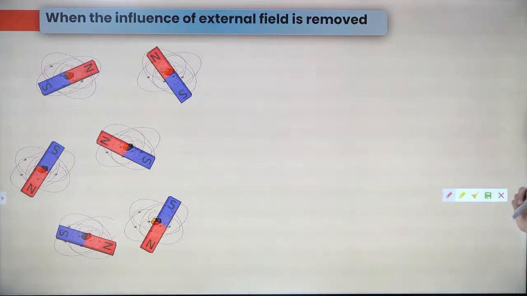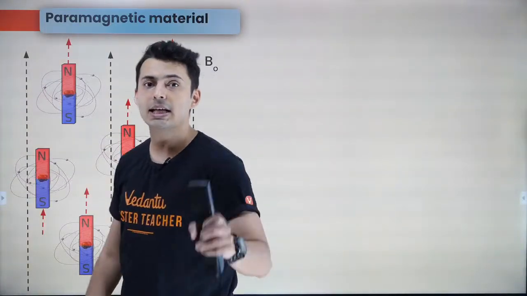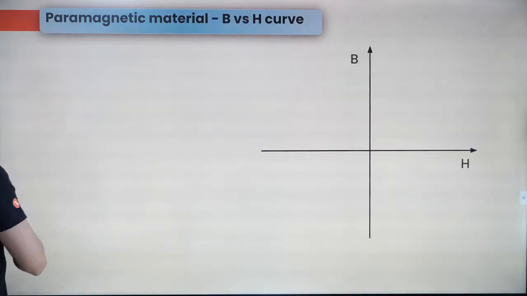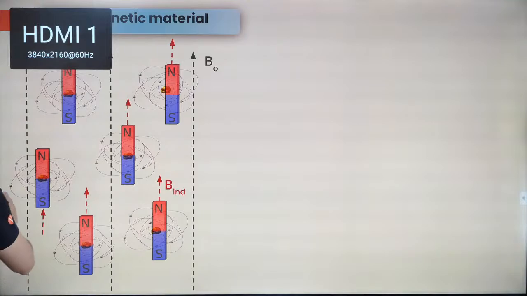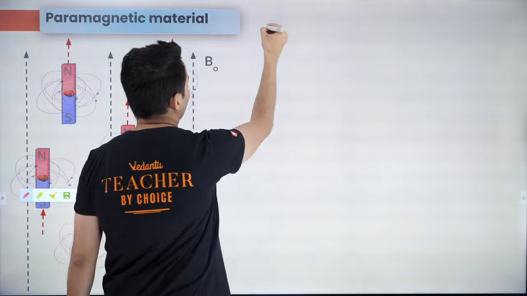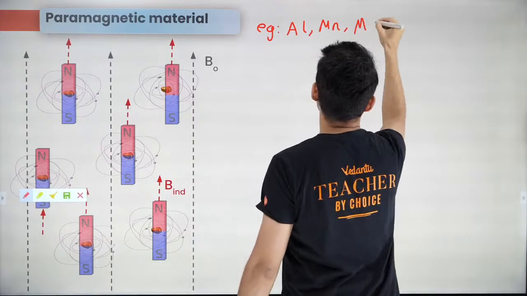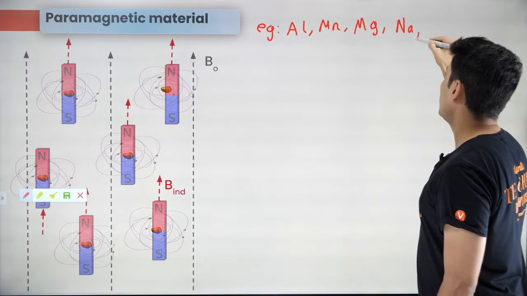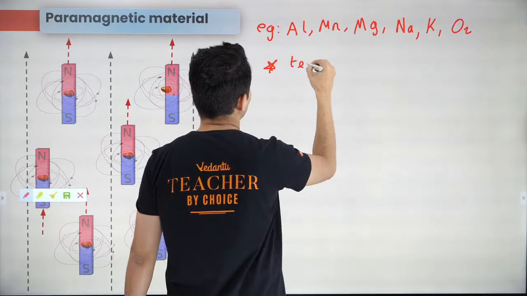Now, let's talk about what this material is called. This is called a paramagnetic material. Remember, this is called a paramagnetic material. So what are the examples of paramagnetic material? The examples of paramagnetic material are aluminium, manganese, magnesium. All right. So all these are examples. Then sodium, then potassium, then oxygen. Again, this is a temporary phenomenon.